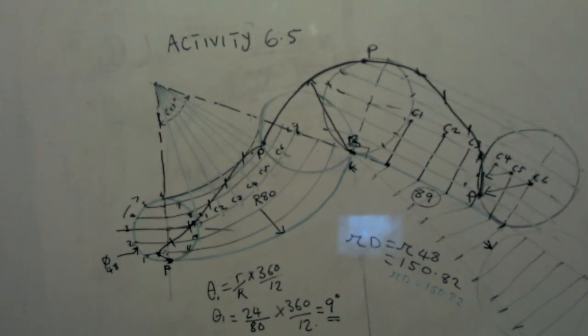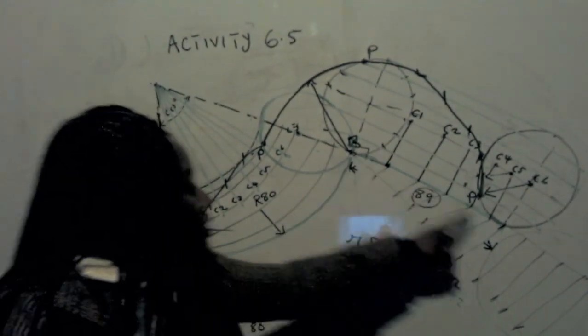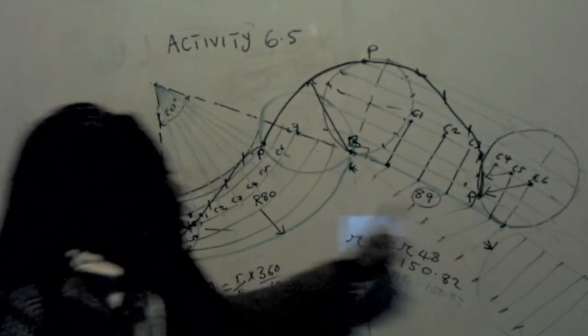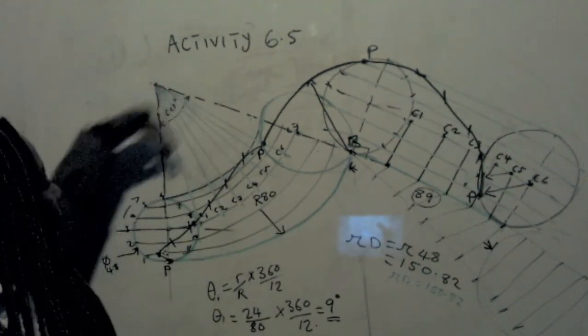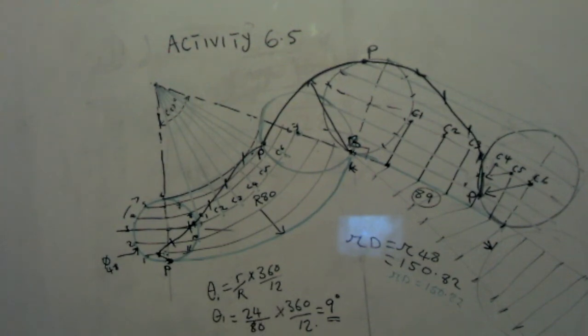I'm done for now, and make sure you follow exactly as I've explained. Do not be tempted to divide this in 12 divisions. It's wrong. Do not be tempted to divide 60 degrees in 12 divisions. It's wrong. Work with the correct formula.